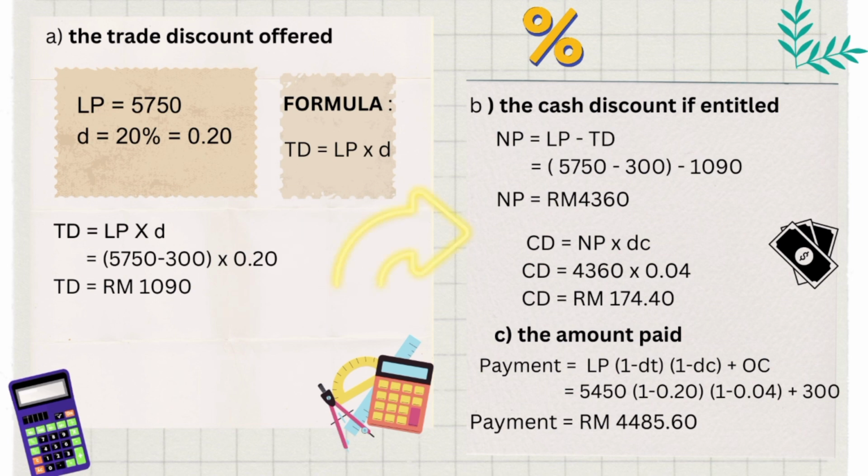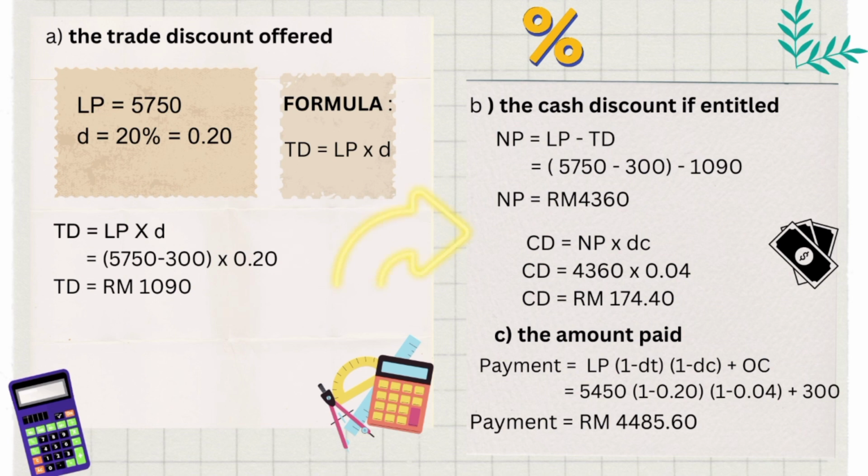For question B, we need to find the cash discount if entitled. But the net price is not given in the question, so we need to find the net price. I use the formula NP equals LP minus TD. The answer in brackets: 5,750 minus 300 minus 1,090. So the net price, NP, is RM 4,360. After that, we can proceed to find the cash discount.